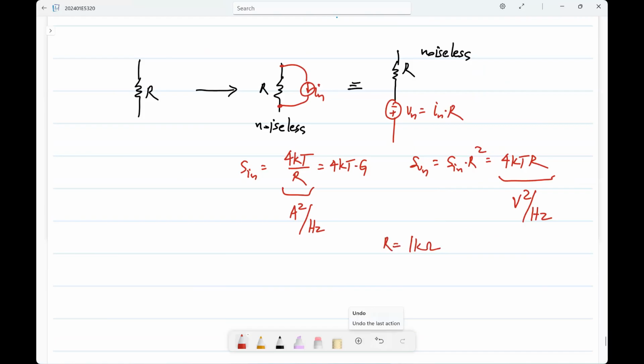Like I said, you can take kT to be 4 times 10 to the minus 21 joules, right? So 4 kT is 16 times 10 to the minus 21. So 4 kTr is 16 times 10 to the minus 18 volt square per hertz. Or the current noise spectral density would be 16 times 10 to the minus 24 ampere square per hertz.